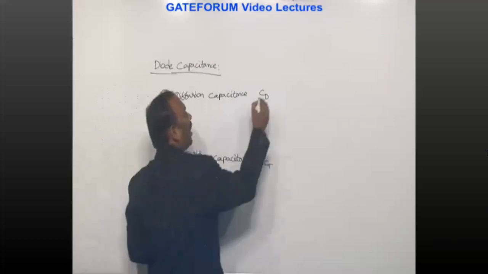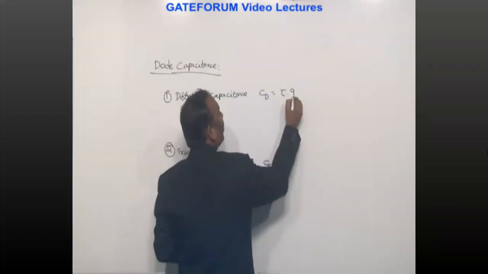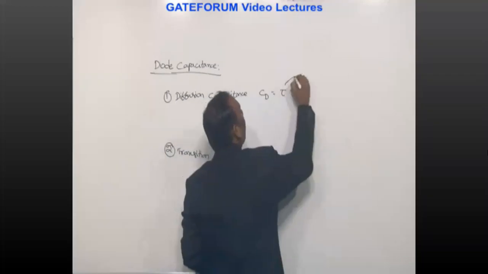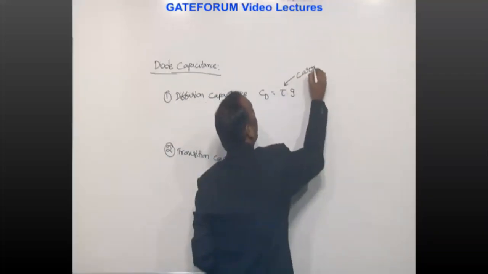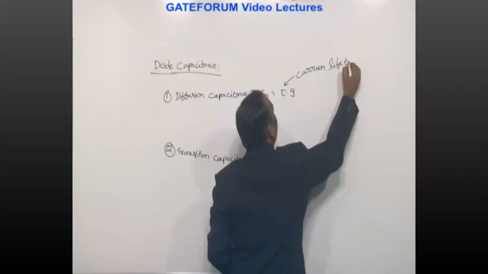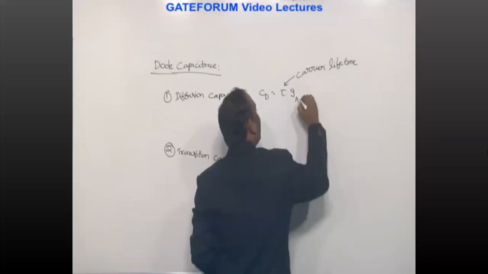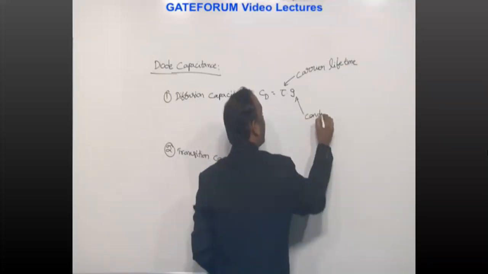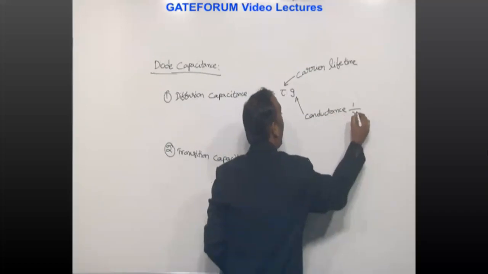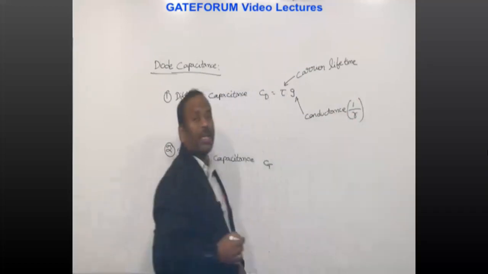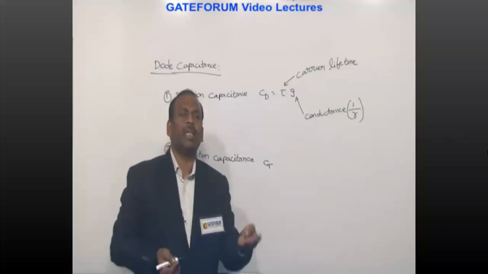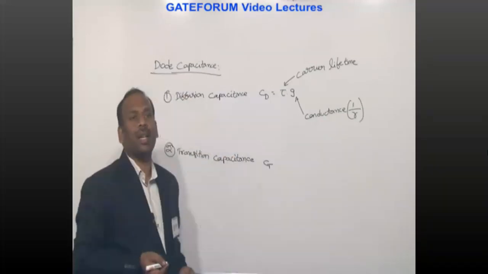This formula is given by tau into G, where tau is carrier lifetime. This G is conductance, the opposite of resistance, 1 by R. G is conductance. Previously we derived the expression for R. G is nothing but 1 by R, that is conductance.